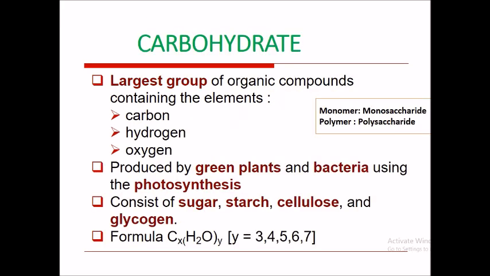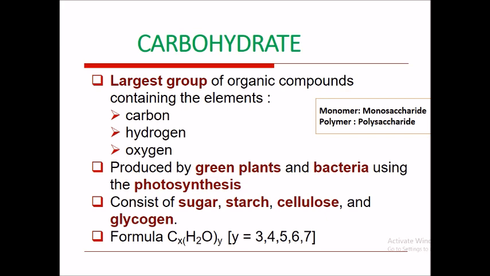Except for lipids. Now let's look first at the first organic compound, which is carbohydrate. Carbohydrates are the largest group of organic compounds, containing carbon atoms, hydrogen atoms, and also oxygen atoms in their structure. The monomer of the carbohydrate is known as a monosaccharide. Meanwhile, the polymer of carbohydrate is known as a polysaccharide. And carbohydrates are produced by green plants and bacteria using the photosynthesis process.